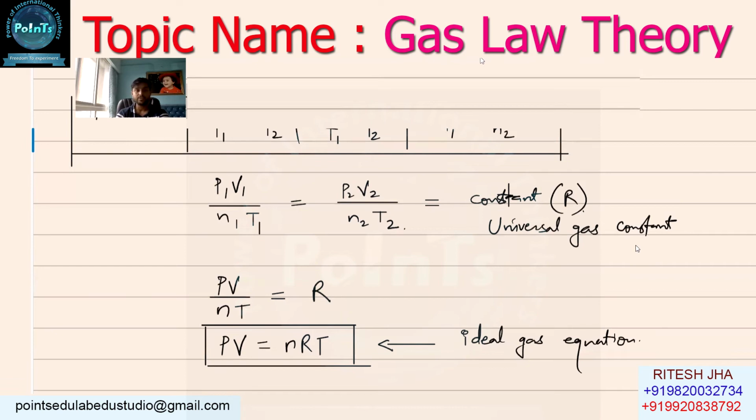You'll be given the value of R. R is 8.314 when taken in SI units. I'll give you the units also: joule per mole per Kelvin. You don't have to memorize this; you'll be given the values. So this is known as the ideal gas equation.